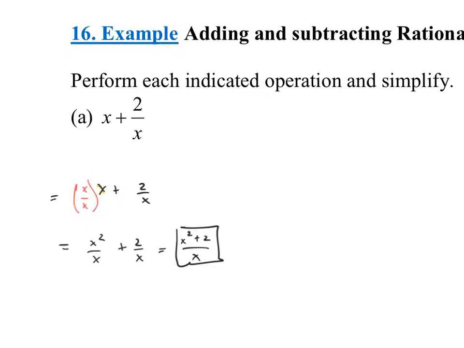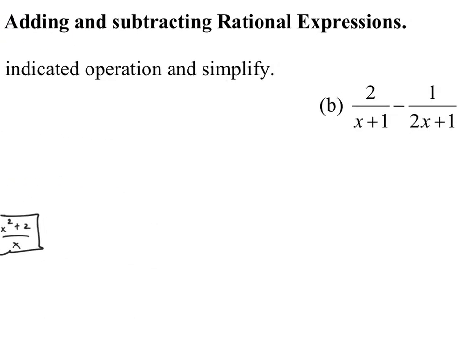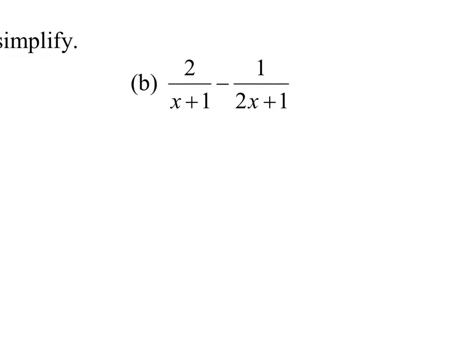So you have to be confident with getting that common denominator. Let's look at part B here. Part B is a little more difficult. It's 2 over x plus 1 minus 1 over 2x plus 1. How am I going to do that problem? Well, the first thing that I'm going to do is rewrite it so I can get a common denominator here. So I have 2 over x plus 1 minus 1 over 2x plus 1.